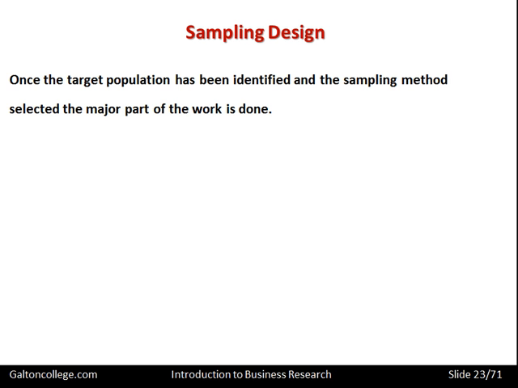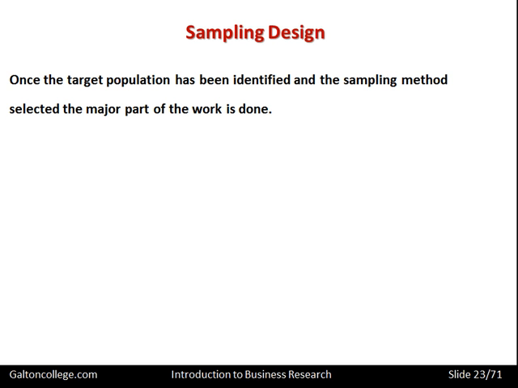Now let's mention sampling design. Once the target population has been identified and the sampling method selected, the major part of the work is done. So let's say there is a business problem. Now, in order to address the problem, the business needs information. So first of all, where does the information reside? Well, the information is with some target population.